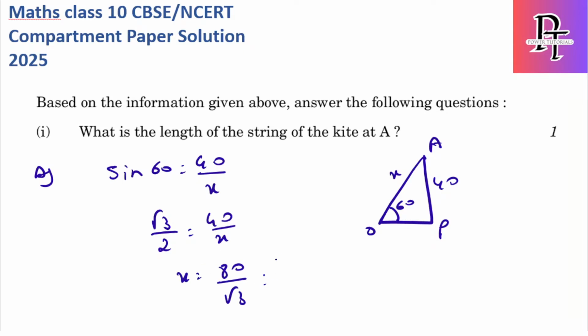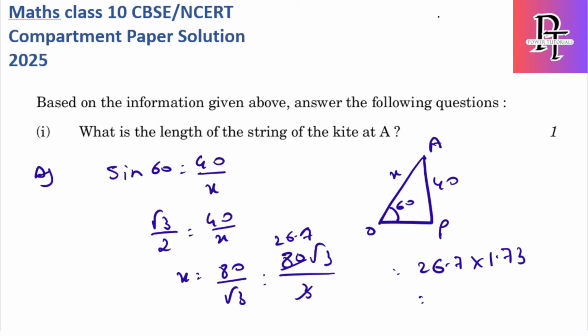root 3. So this will change to 80 root 3 by 3 for convenience. 3 ones are 3, 3 twos are 6, so roughly it will become 26.7 into root 3. I am writing as 7.73 only.